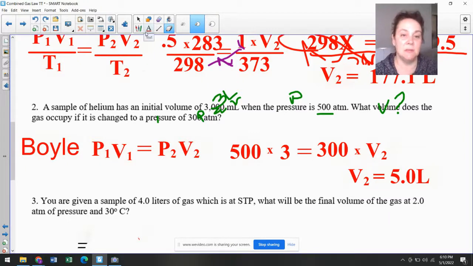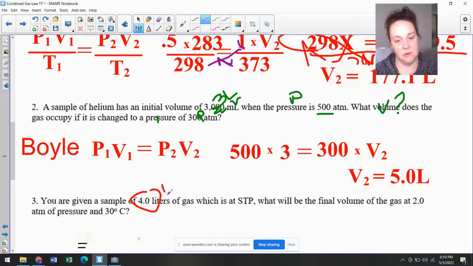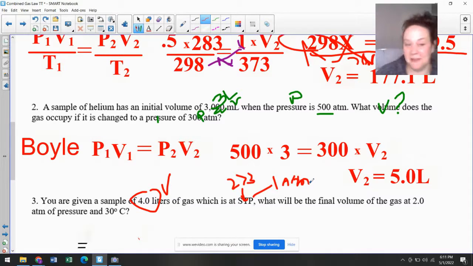You are given a sample of gas at 4 liters. So that's the initial volume. And its temperature, if it's STP, is going to be what for temperature? Good. 273 Kelvin. And the pressure is going to be what? 1 atmosphere. Okay, yep. What will be the final volume of the gas at 2 atmospheres of pressure and 30 degrees Celsius?